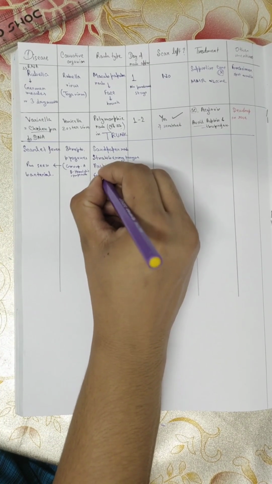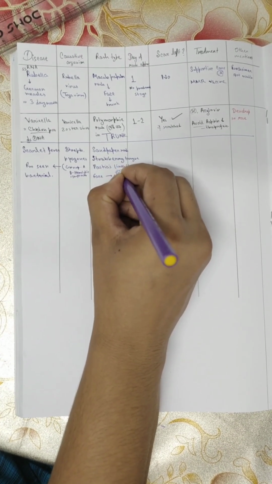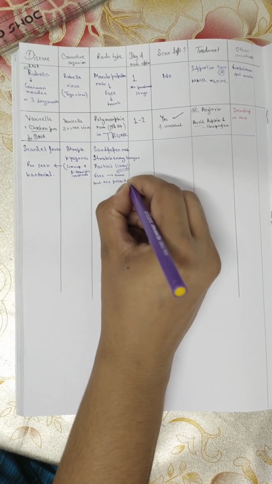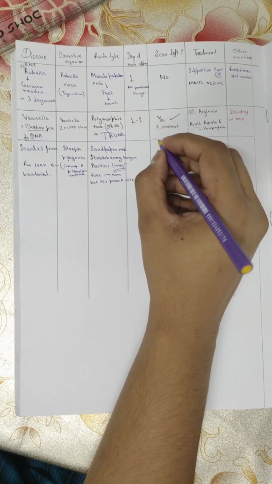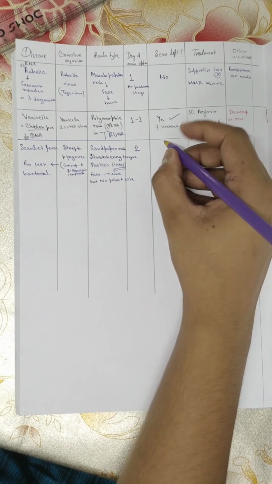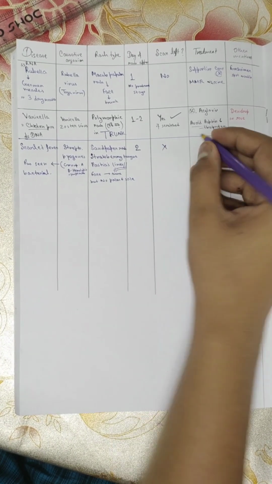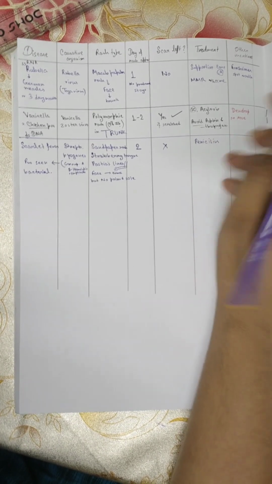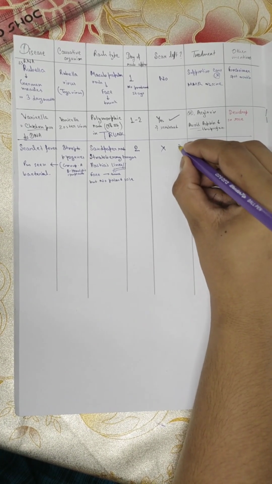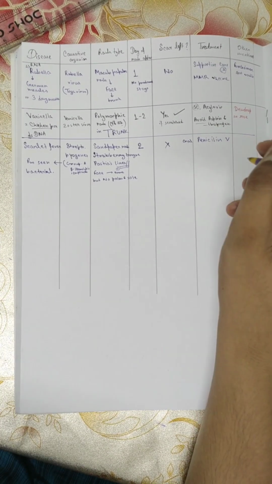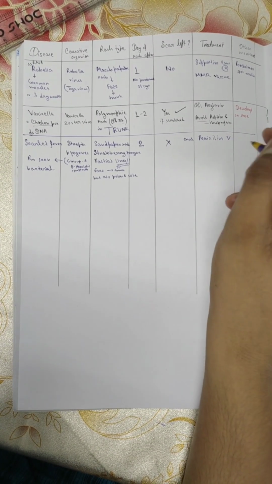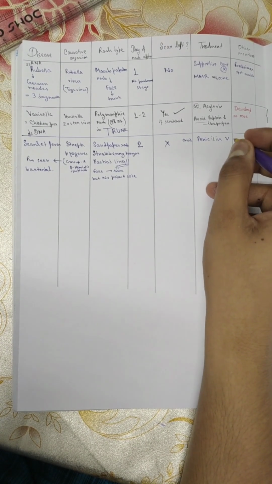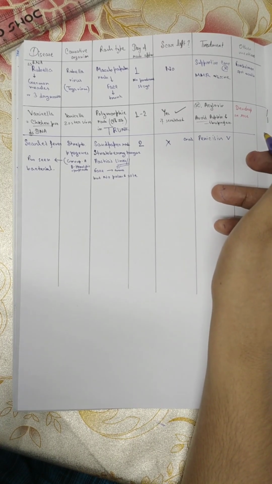Here it happens from face to trunk, but no palm and sole. When it appears, around 2 days. No scars, but we give penicillin, oral penicillin, or amoxicillin as well can be given. And special lines are all this. Those are the special lines.